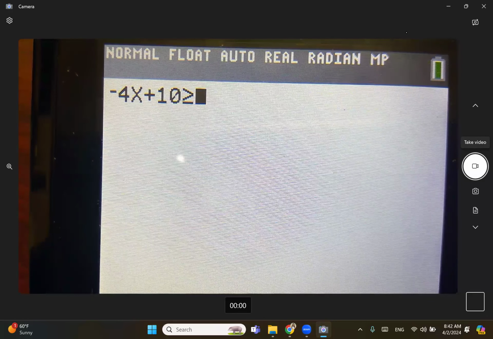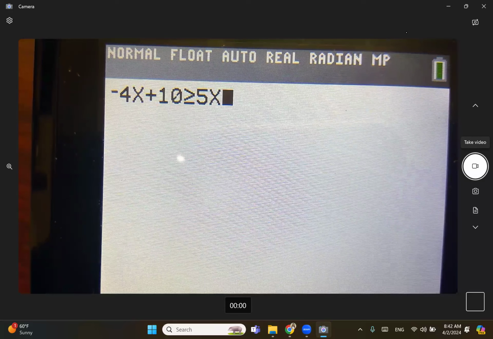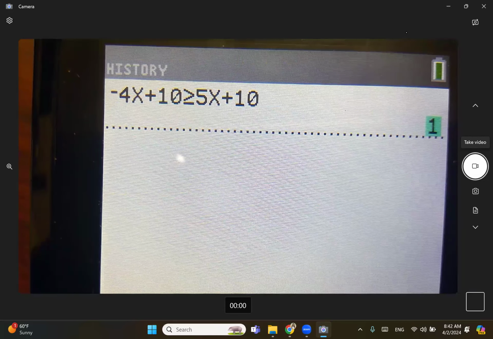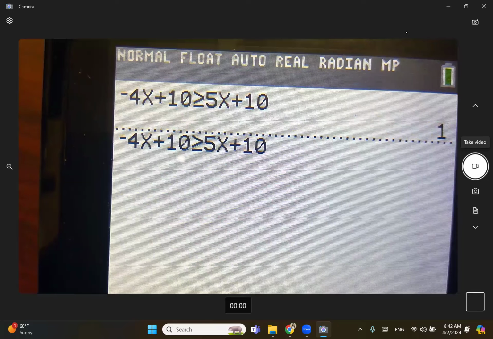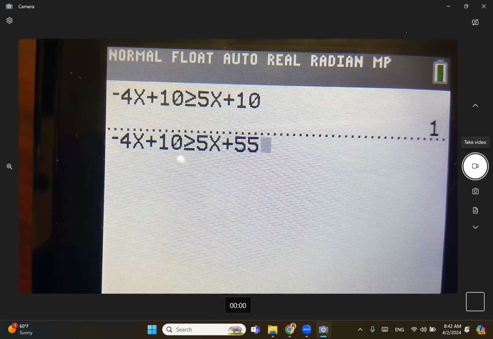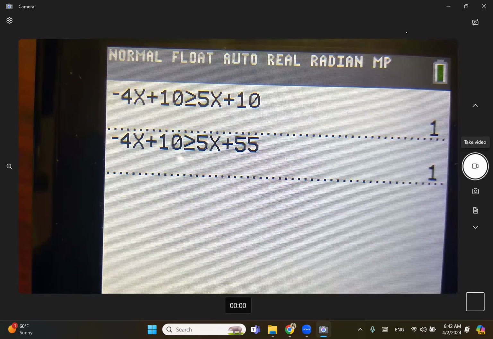Now, the wrong answer was F, so I'm going to try F first. Greater than or equal to, which is 4. And then 5x plus 10. Not plus 10. Sorry. Oh, we can't do that with this. Never mind. Sorry. You have to plug in the answer. I forgot to plug in the answer.